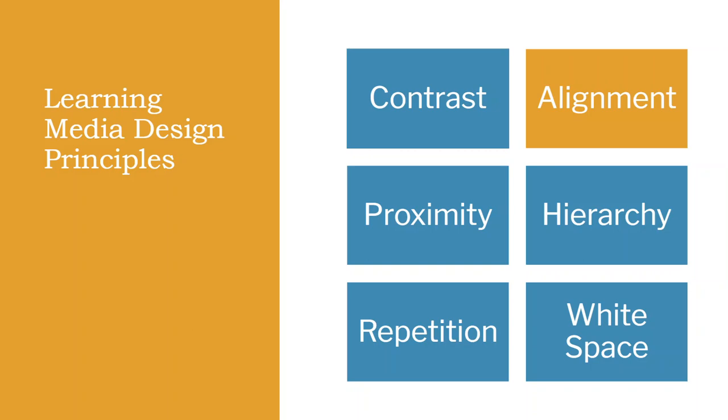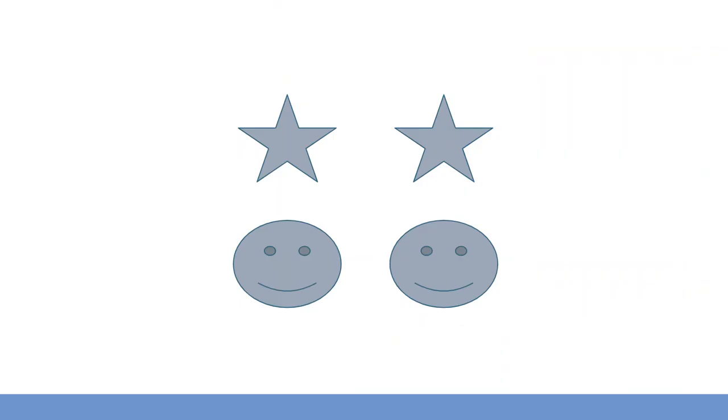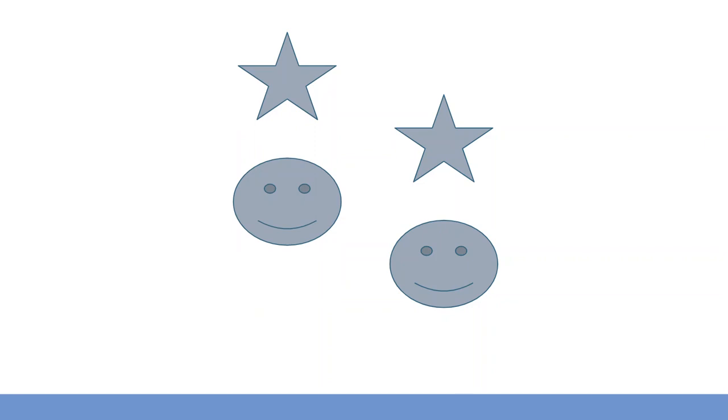This is another way to cluster ideas. So we can have our stars and smileys, and if we align them differently like this, then we look like we have a big idea and a sub-idea. So based on how we align them, it's going to form different connections in our brain.